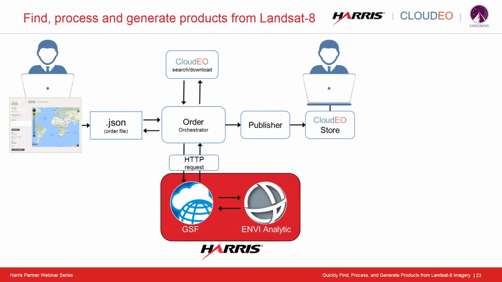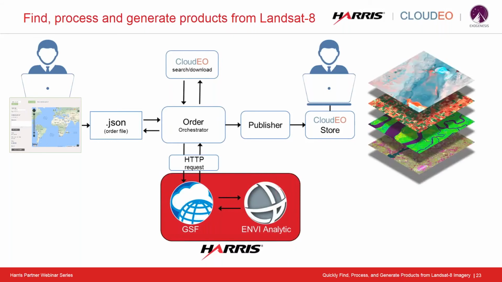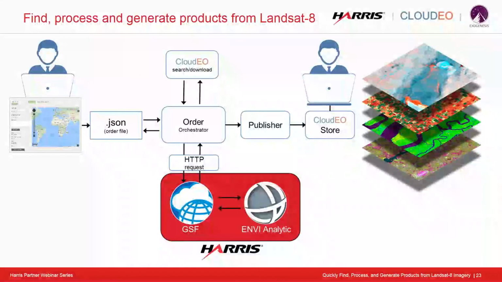So CloudEO take from the user, in effect, what is a JSON order file, and that is sent out to the order orchestrator. The orchestrator will then reach out to the search and download services to procure and bring in the data that's required. And then for the analysis, the orchestrator will connect out via the HTTP request to our GSF and ENVI Engine environment. Once the results are then created and published, they're made available to the user on the CloudEO store, and that's where you'd see your final products.